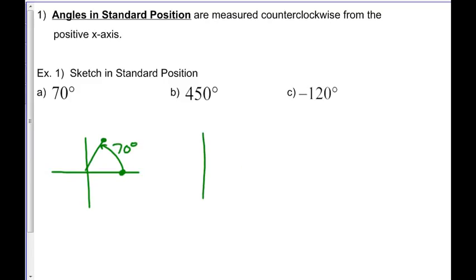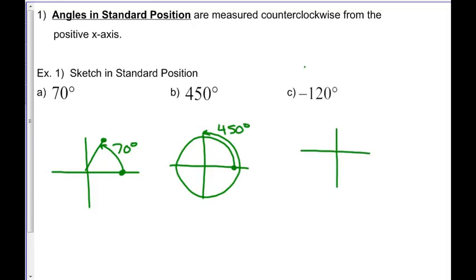If I wanted to do 450 degrees, well, I just keep going counterclockwise. So here's 90, 180, 270, 360, and another 90 would get me to 450 degrees. So you can see that our angles can go beyond a full revolution.